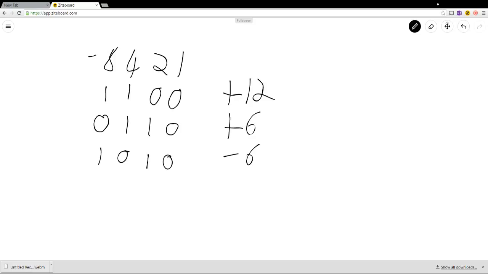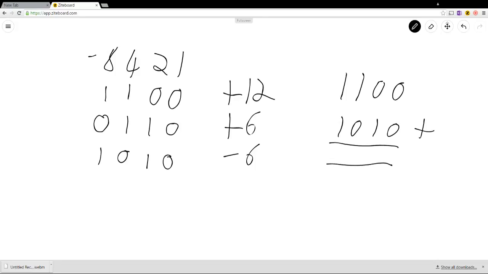So to work this sum out, we'll write it out as usual: 1, 1, 0, 0. We will add on the negative number: 1, 0, 1, 0. And we would put the carry line up, just to let us know that's the carry line. So a 0 and a 0 gives me a 0. A 0 and a 1 gives me a 1. A 1 and a 0 gives me a 1. A 1 and a 1 gives me a 0, carry the 1.